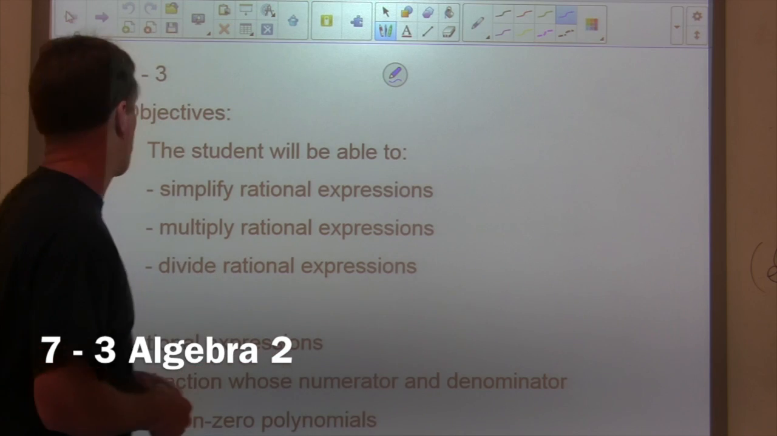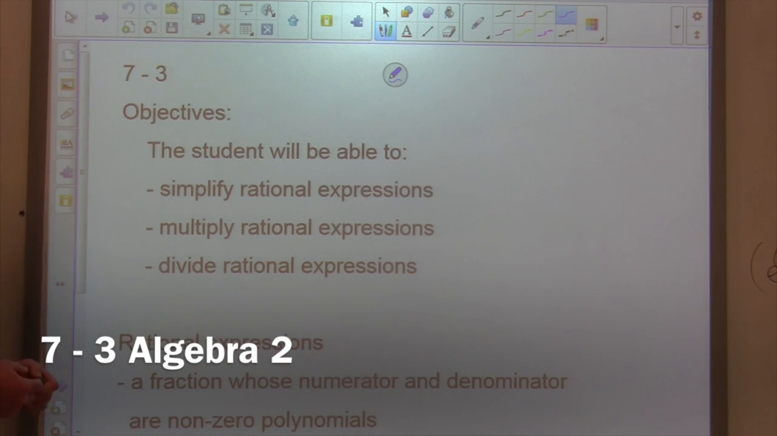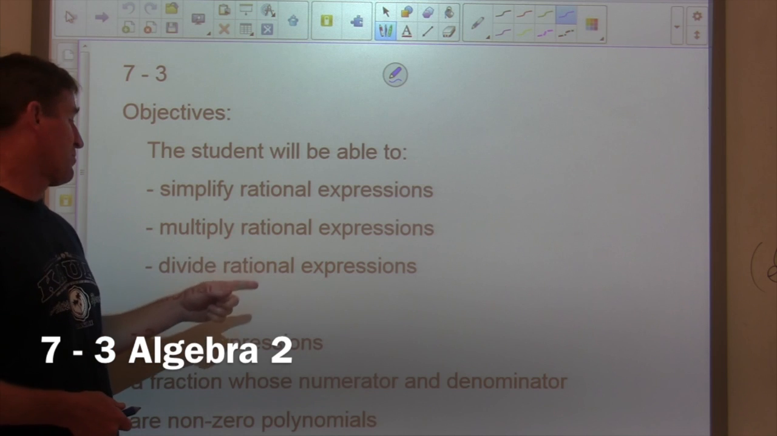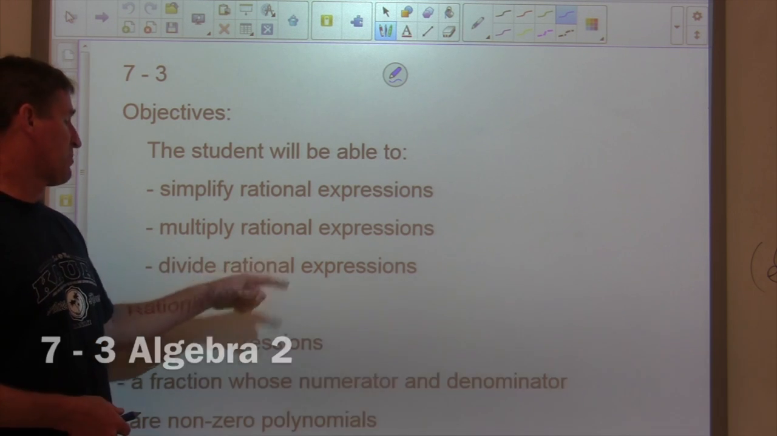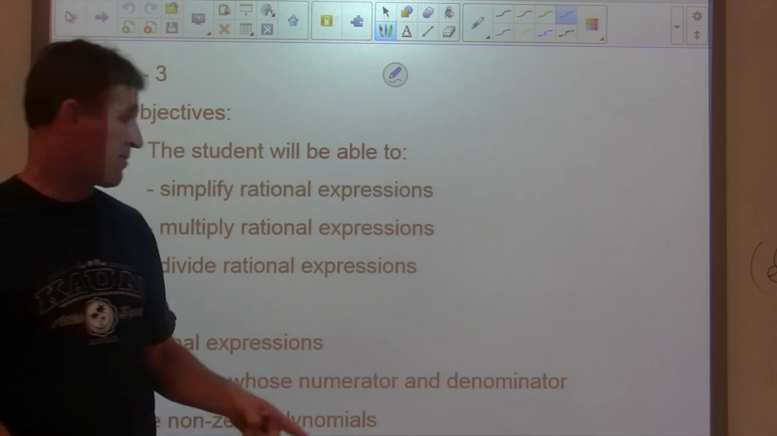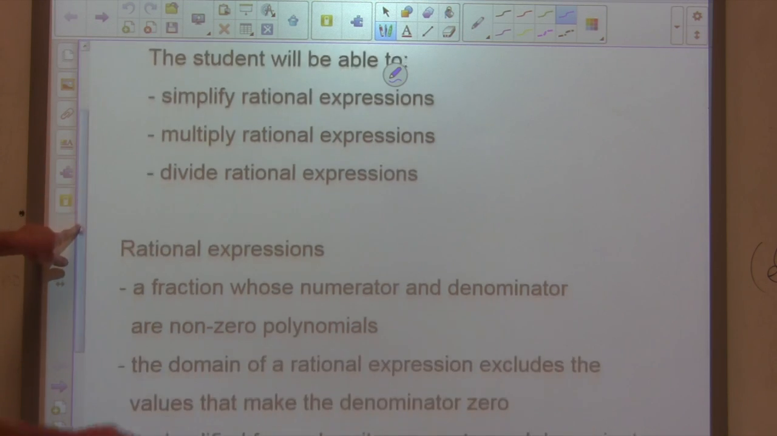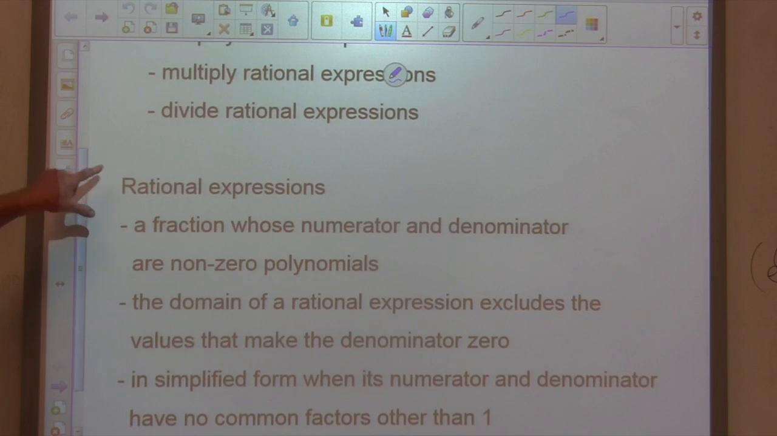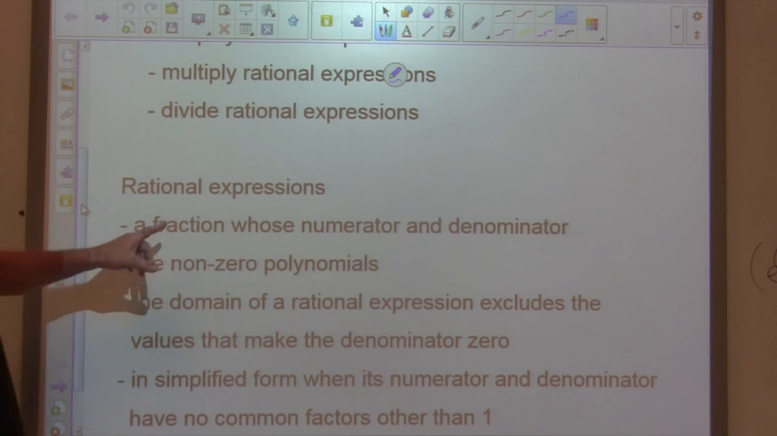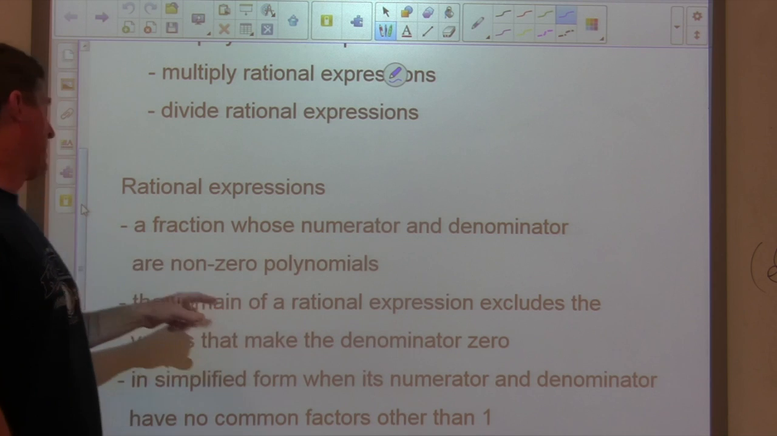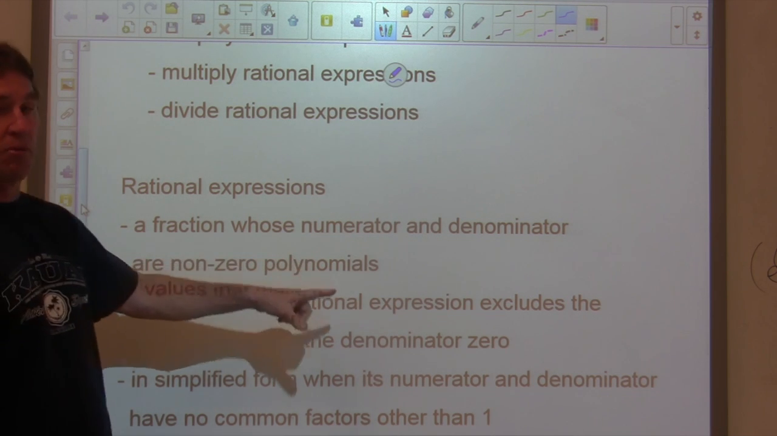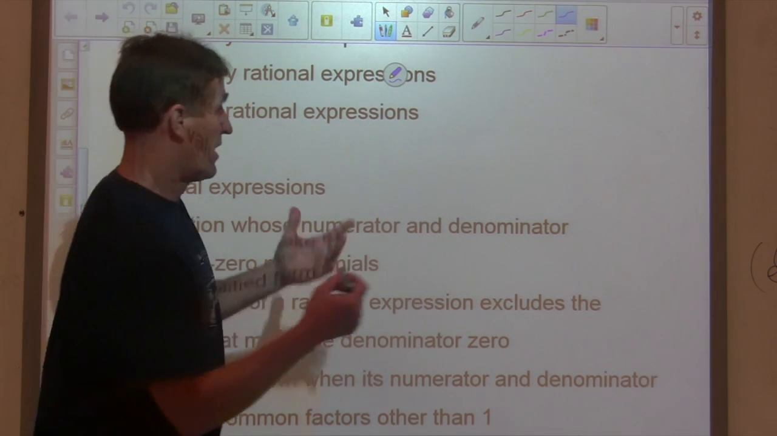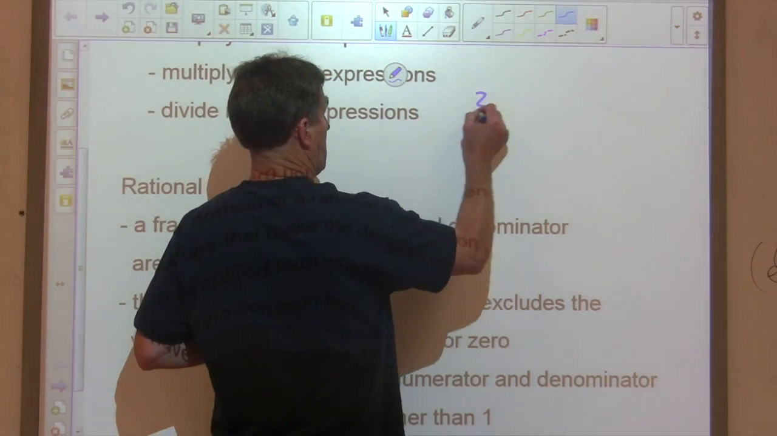This is section 7.3. Our objectives for today are the student will be able to simplify rational expressions, multiply rational expressions, and divide rational expressions. So remember, rational expressions are simply a fraction. Anything that can be written as a fraction. So rational expressions today, what we're going to be working with is a fraction whose numerator and denominator are non-zero polynomials. So a simple rational number would be like 2/3.